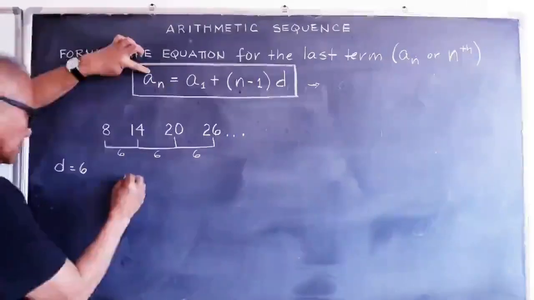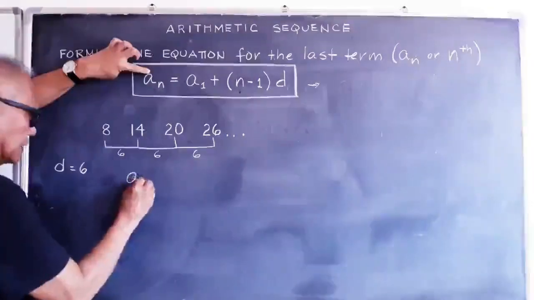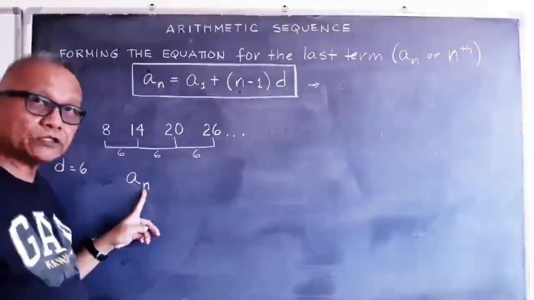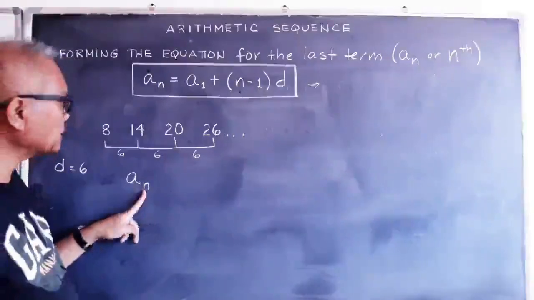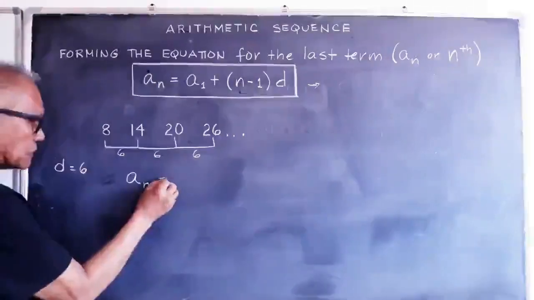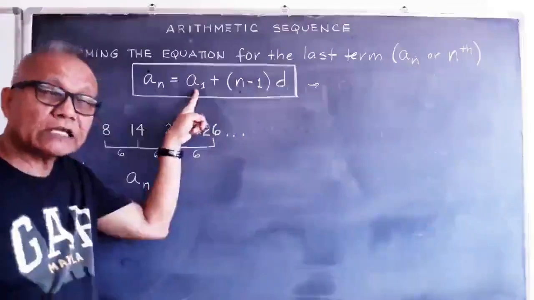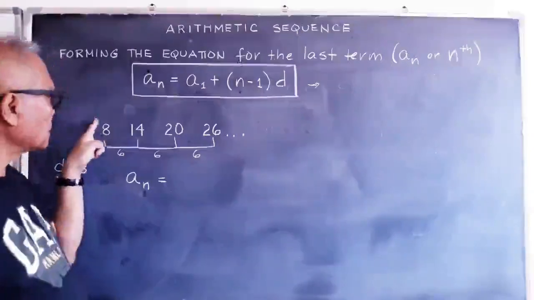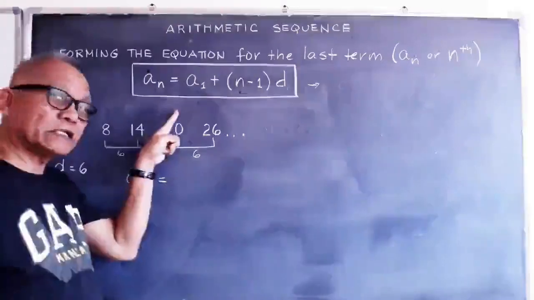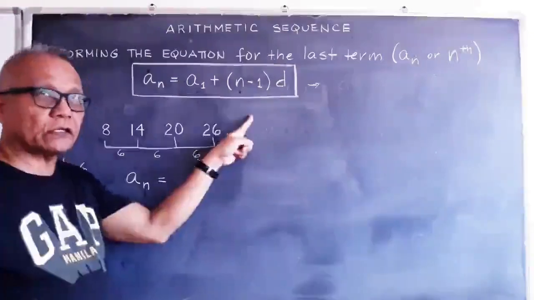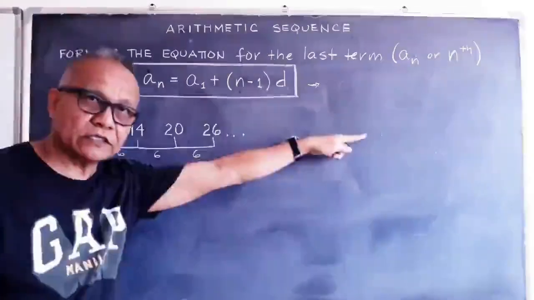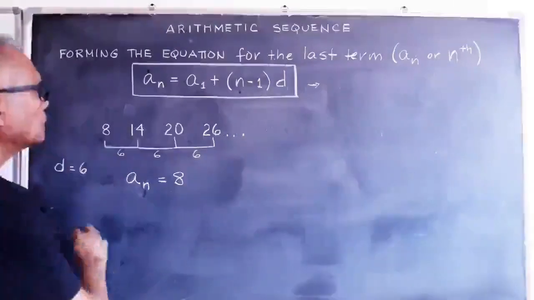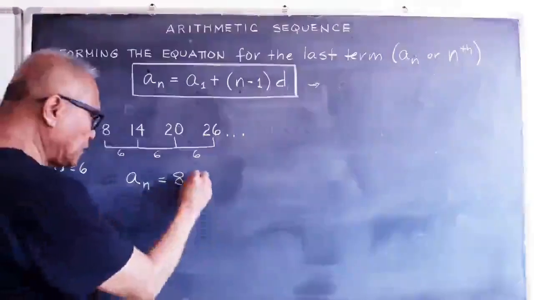A sub n. You're putting n because you want to find any term. Don't have any number here yet. And equals, what is A sub 1? That is the first term. And what is the first term here? That is 8. This is the first term, the second, the third, the fourth, the fifth, sixth, seventh, and the nth term. So we have 8 here, and then you see the plus, you copy the plus here.